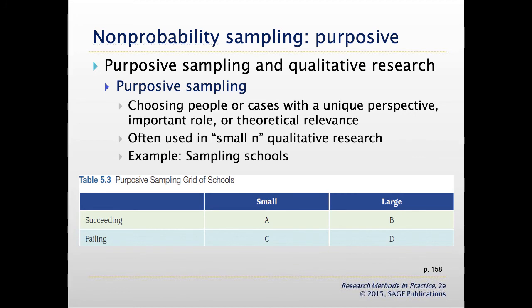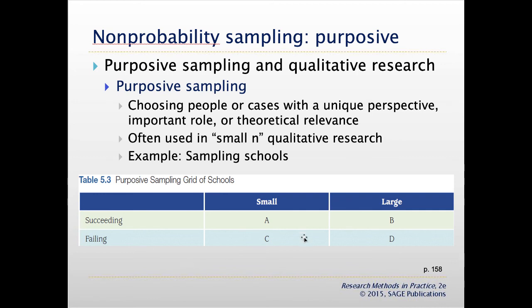We talked in qualitative about what's called purposive or purposeful sampling, where again, you're not trying to be representative, you have a particular purpose. Maybe you want dramatic contrast. Maybe you want people with a unique perspective. Maybe you're trying to answer a particular theoretical question. That can be used in quantitative research, but it's most often used in qualitative research.